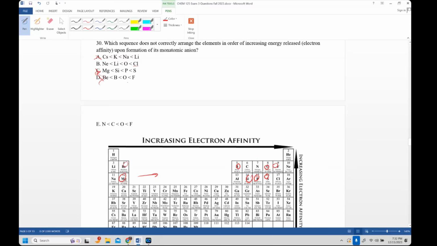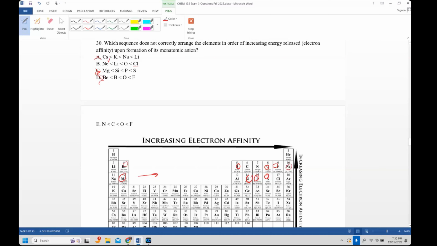Well, actually, wait, B might not be correct. B might not be the incorrect one. So let's look at B again. So B, we have neon. So neon has a very low electron affinity because it doesn't want an electron. So it's not really going to release much energy at all. It's actually going to gain energy. To force an electron onto it, it will require energy because it's stable. So it's going to have a very low electron affinity.